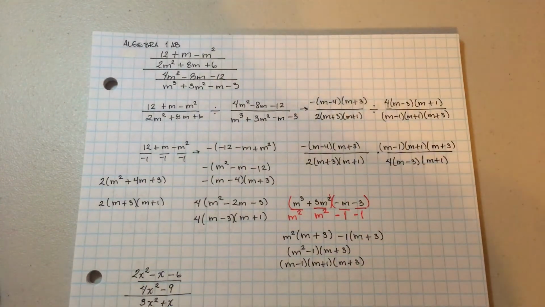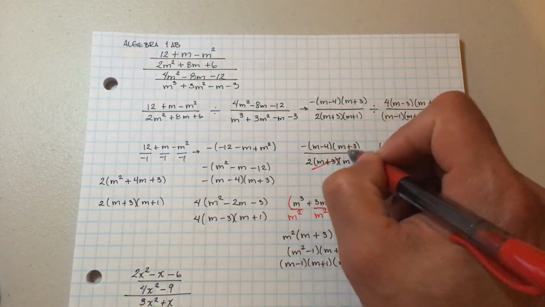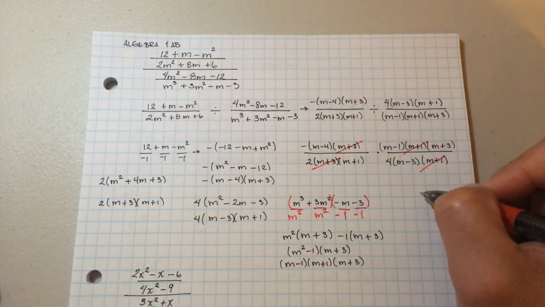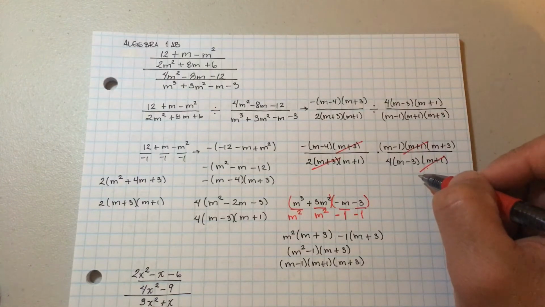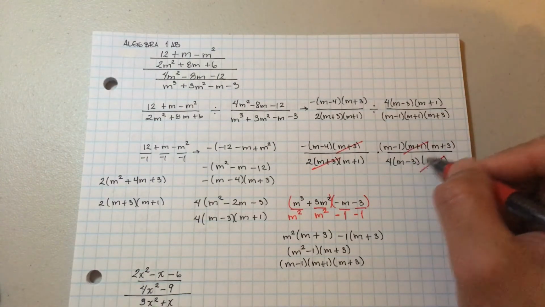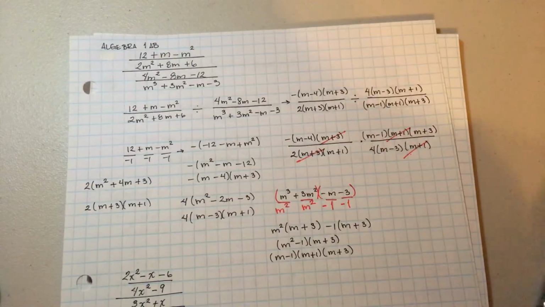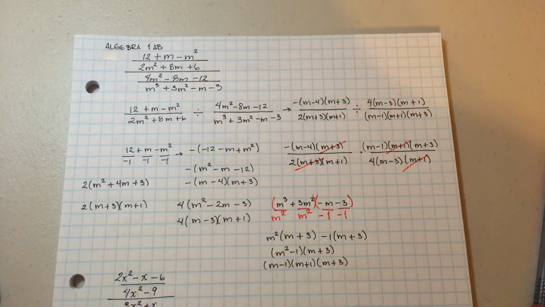Now I can go ahead and start seeing what I can cancel out. So let's see here. M plus 3, m plus 3, m plus 1, m plus 1. What else? Anything else? No, looks like m minus 1, that's minus 3 plus 3. No, looks like that's it. Eso es todo. Okay, and notice the 2 and the 4 on the bottom, so you can't simplify that.